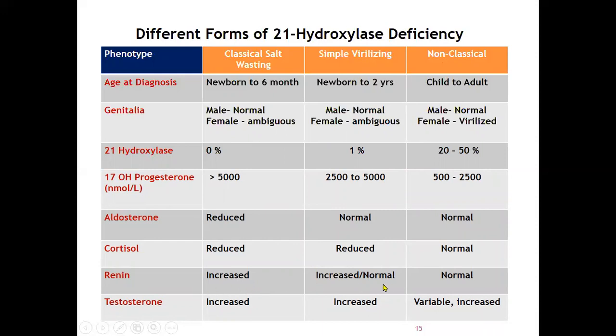Renin is increased. It is normal in that one. Then testosterone is increased in all three, but it may be a little bit normal or it may be increased. Mostly it is increased in this category. Now this table is important for remembering the characteristics of the three forms of congenital adrenal hyperplasia due to 21 hydroxylase deficiency. By having this in mind, you can attempt different questions and scenarios which will be asked in the examination.